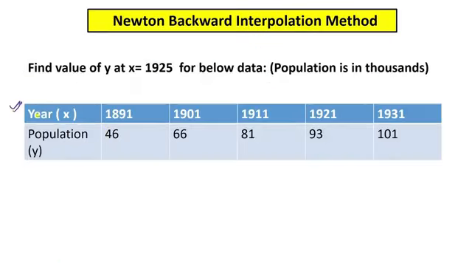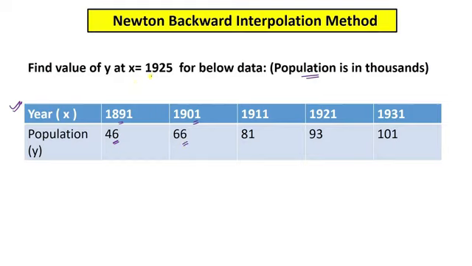So we are given this table and we are given some values of the x and some values of the y. So we are having some years as the value of x, 1891, 1901, and so on. And in each of the years, the population is given. For example, in the year 1891, we are having the population as 46, okay? And you have to note that this population is given in thousands. So that means in year 1891, the population is 46,000, okay? And in 1901, the population is 66,000, and so on.